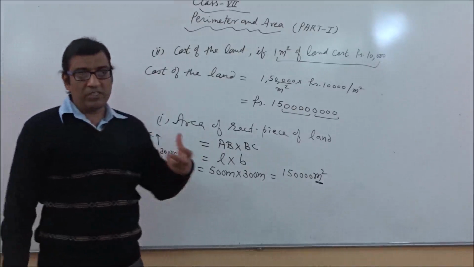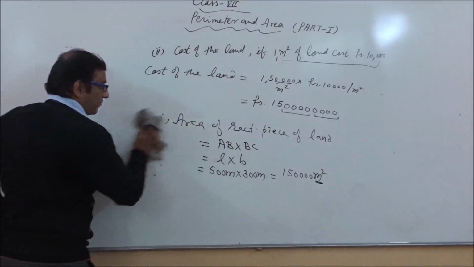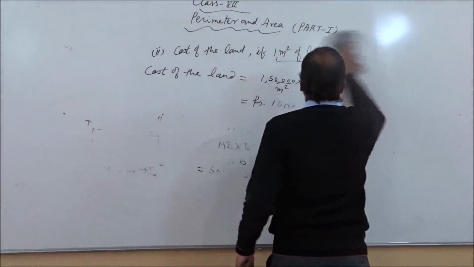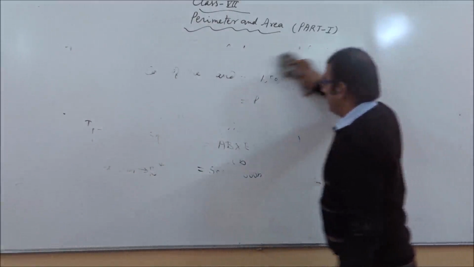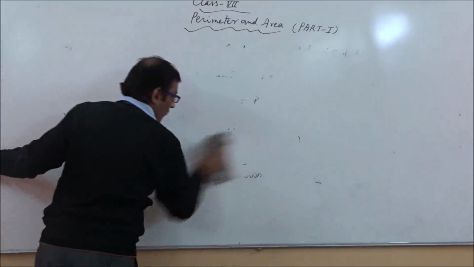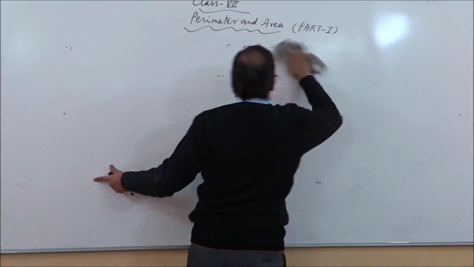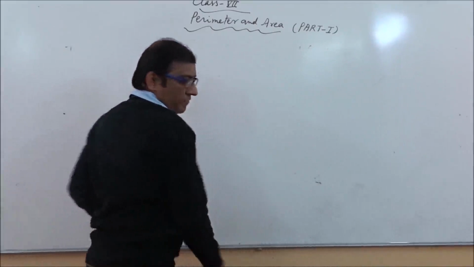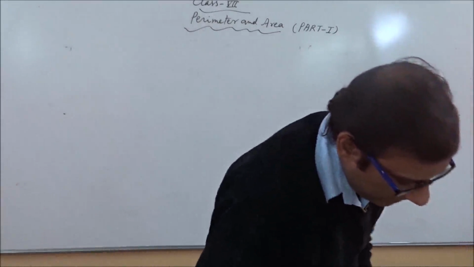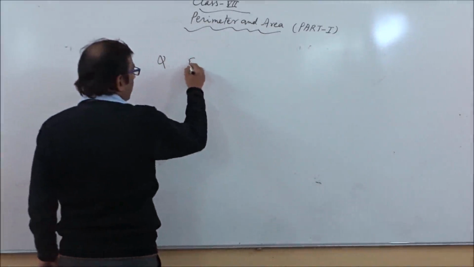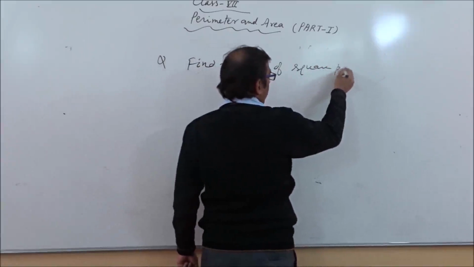Now I am taking one more question which is related to the square. So how can we solve it? There are only two types of questions given, rectangle and square. So this time I am taking the question which is related to the square. The next problem is: find the area of a square part.